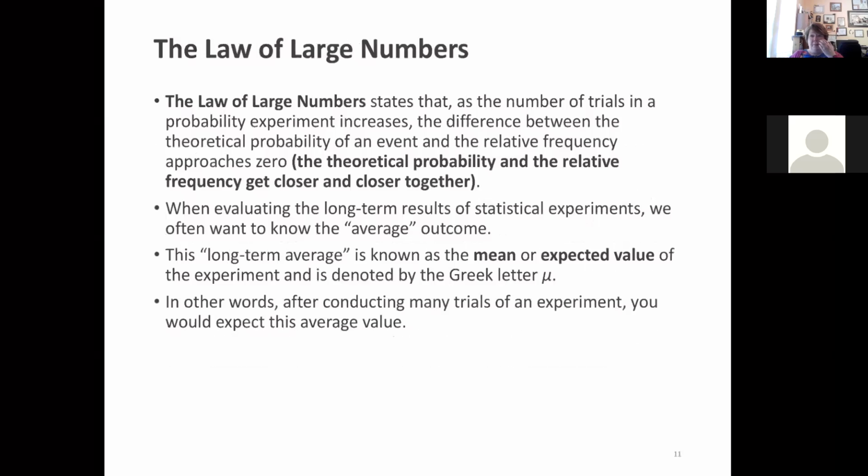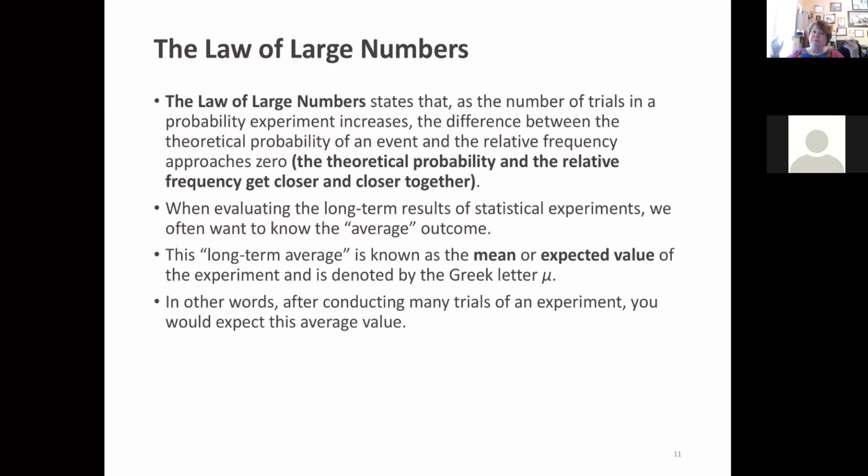And the law of large numbers says that as the number of trials in the probability experiment increases, the difference between the theoretical probability of an event and the relative frequency, which is the experimental probability of the event, approaches 0. So the more times you do an experiment, the closer the theoretical probability and the relative frequency get.